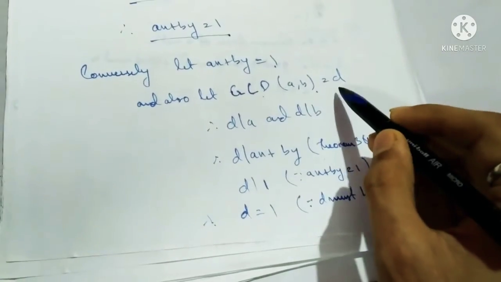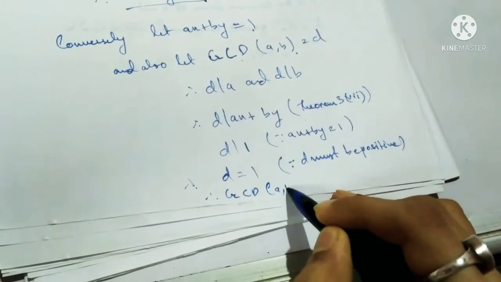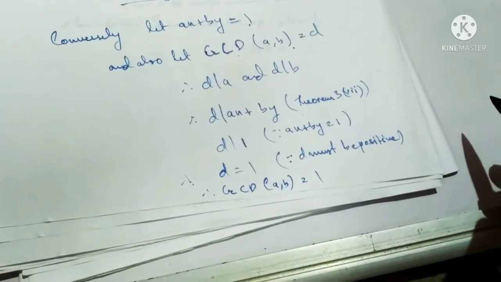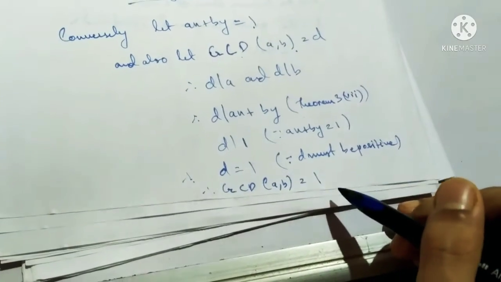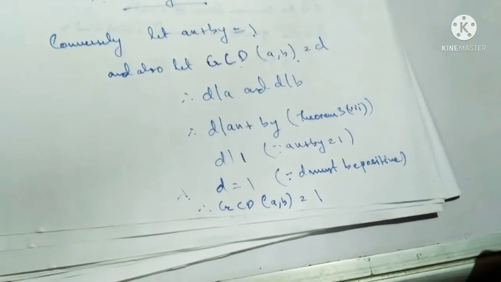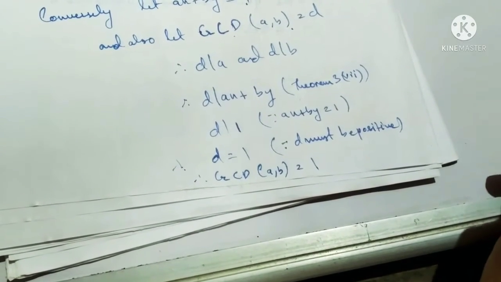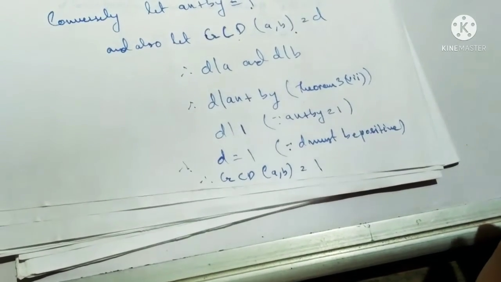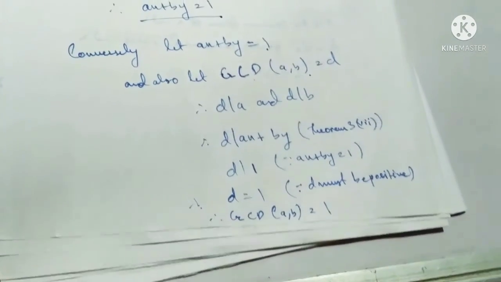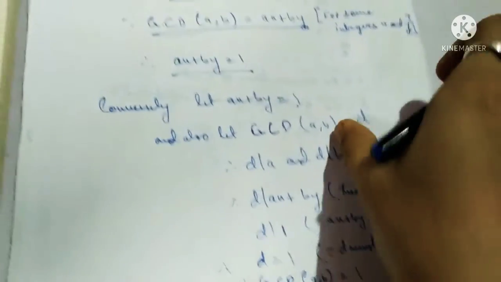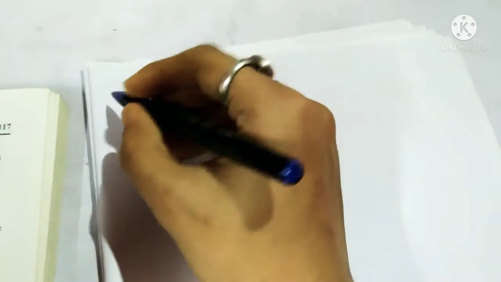GCD of A, B I have taken as D, and D is 1. So therefore GCD of A, B is equal to 1, so I can say that A and B are relatively prime. This proof one more time I am showing you. Theorem 5.